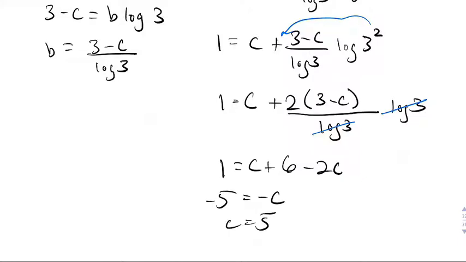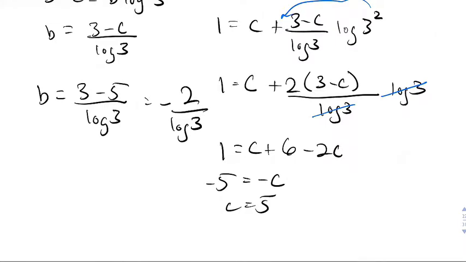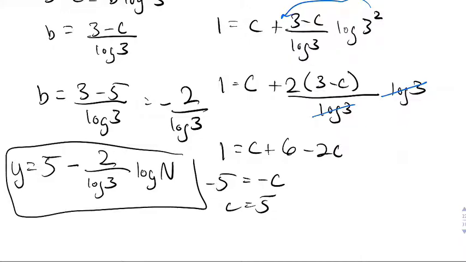Okay. So then if c is 5, that means b is going to be 3 minus 5 divided by the log of 3. It's going to be negative 2 divided by the log of 3. So then our function is going to take the form y equals c, which is 5, plus b, which is negative 2 over log 3, times the log of n. So what we could do to verify this is plug in: when x is 3, we should get 3, and when x is 9, we should get 1. Let's actually do that really quickly to confirm.